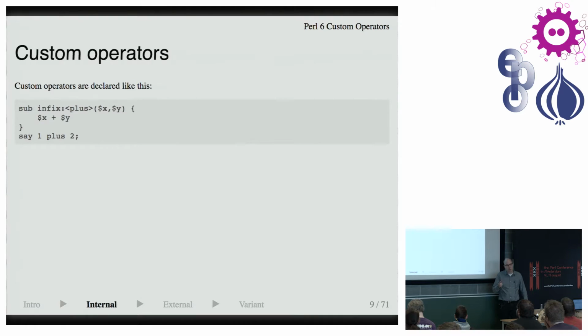But, of course, what you really want to do is take symbols and use those as arguments. You don't want to put brackets and ampersands everywhere. And to do that, you can define an operator using this syntax. So we say sub infix colon and then less than, and then the operator goes in between the angle brackets, and then you say the operators.